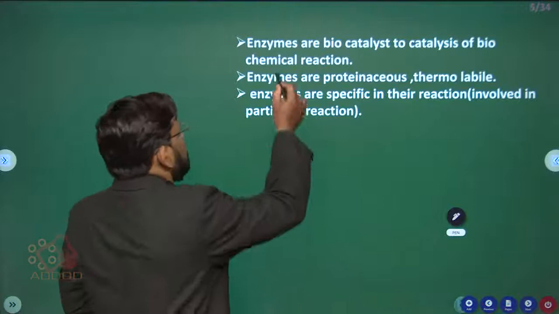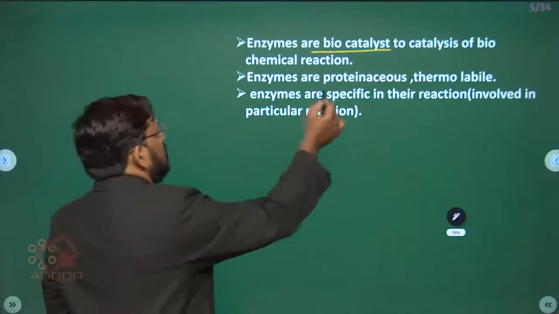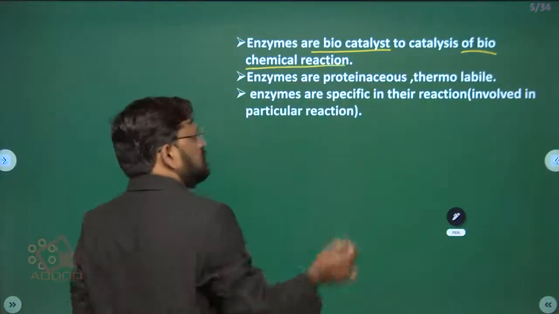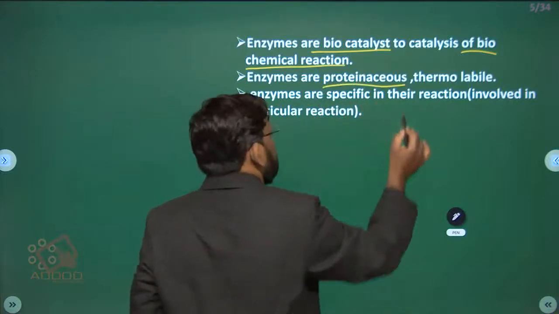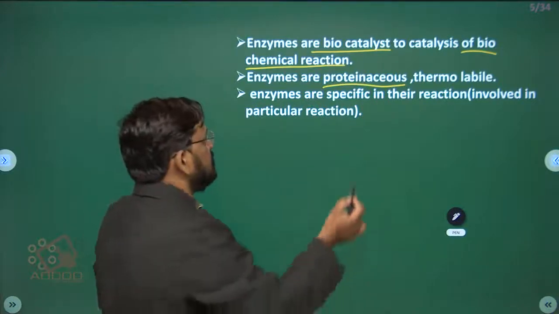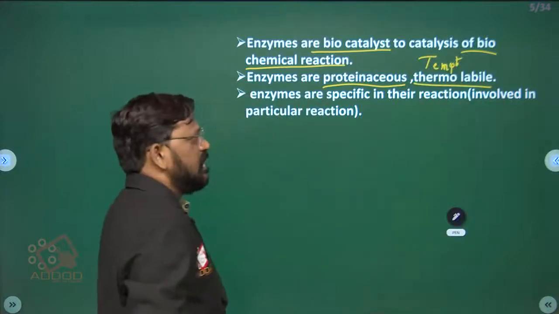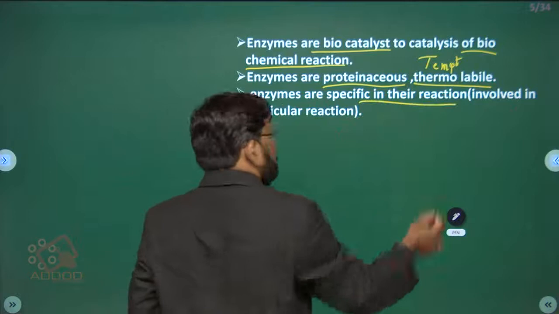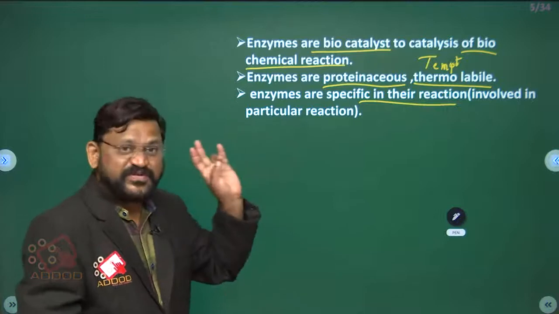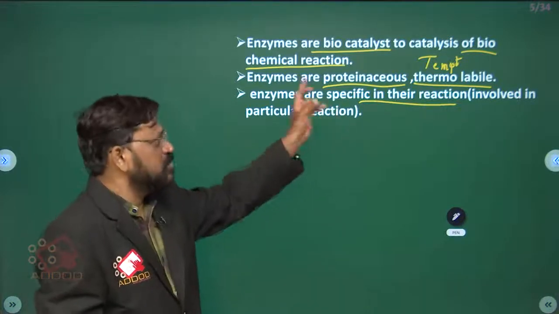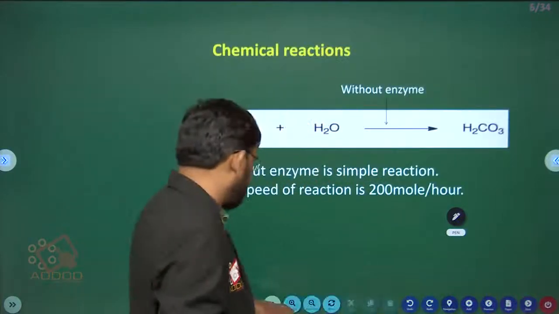Next, enzymes are what? Biocatalysts, because they are catalyzing the biochemical reactions. What are enzymes? Proteins. All enzymes are made of proteins, which is why we say enzymes are proteinaceous. They are sensitive to temperature, and when they are sensitive to temperature we call them thermolabile. Enzymes are specific in their reaction, meaning a particular reaction is catalyzed by a particular enzyme only. So enzymes have specificity, a proteinaceous nature and thermolability. These are some of the properties of enzymes.